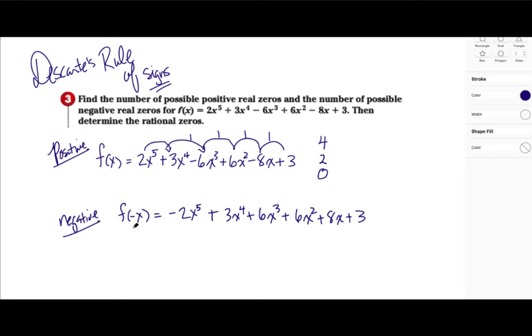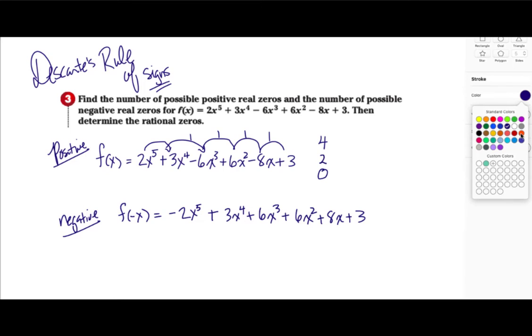And then the test for the negative roots is going to look like this. What we do is we plug in this negative x, and then you see what happens to the sign. So watch this. When I plug in this negative x and raise it to the 5th power, it's going to give me a negative result, so it changes this coefficient sign. Whereas when I plug the negative x in and raise it to the 4th power, that 4th power is going to obliterate the negativity, and so it's still going to be a positive 3x. I continue on in the same way, plugging in the negative x and then simplifying.